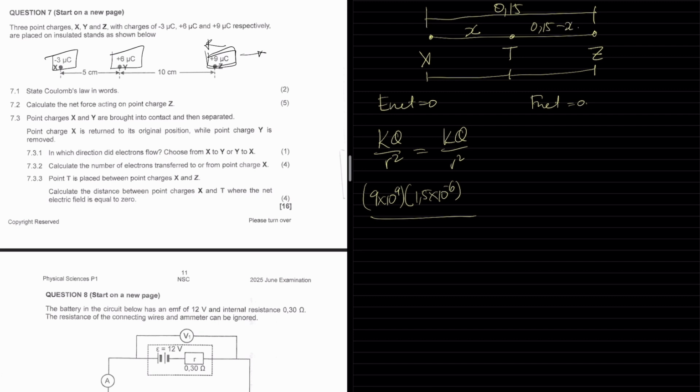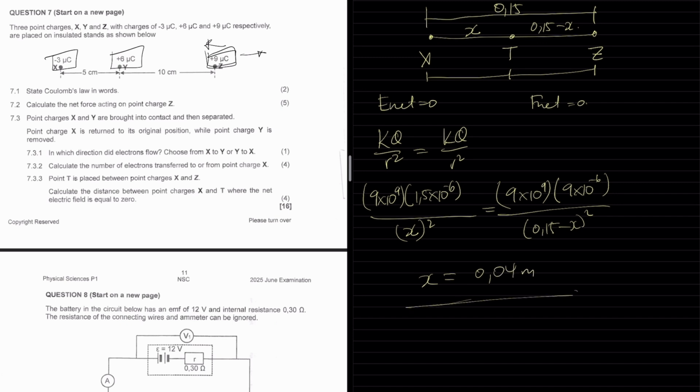So between X and T is going to be x. And that's equal to, well, x squared rather. And then this is going to be 9 times 10 to the 9. Z has a charge of 9 times 10 to the minus 6 coulombs divided by, what is the distance? 0.15 minus x all squared. And now we just solve. So x is equal to 0.04 meters.